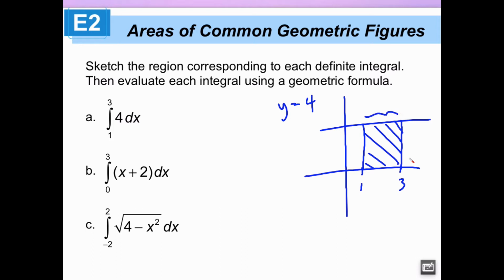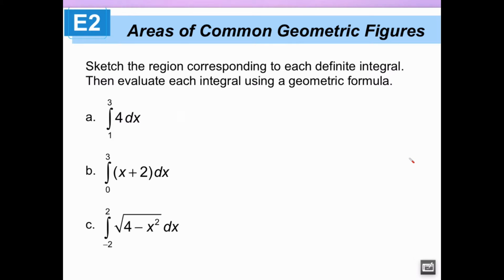How wide is that rectangle? How tall is that rectangle? Therefore, this should be equal to 8. Good. So that's the answer? Yeah, that's it. That's all you have to do. It's just geometry. We're making drawings.